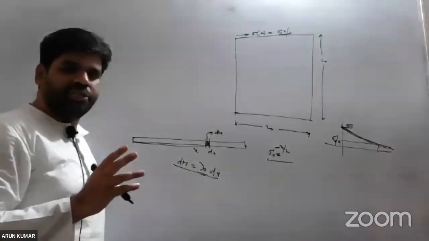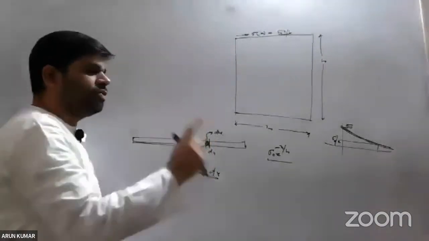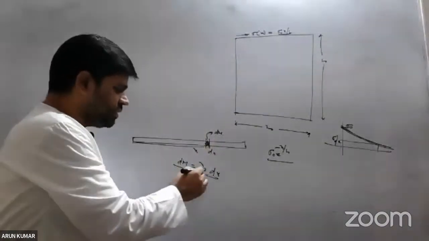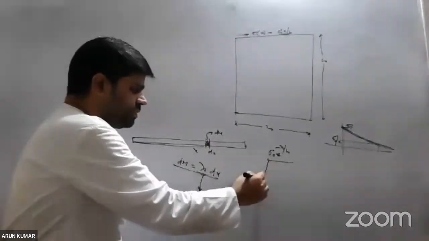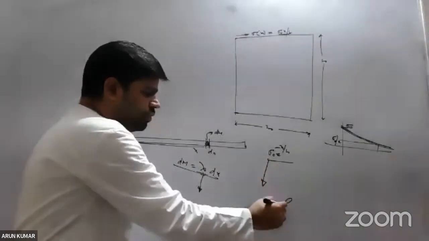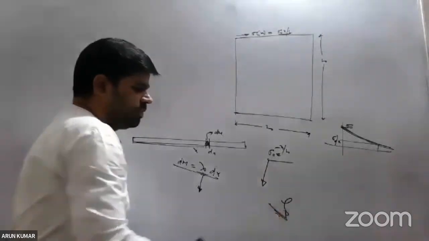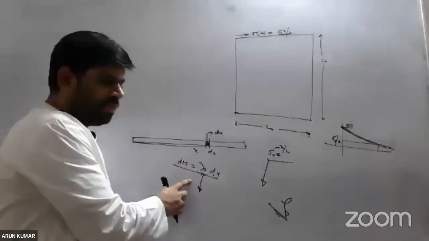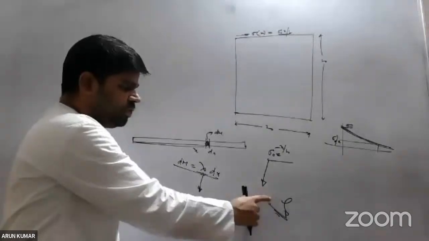There are three kinds of densities: lambda, sigma, and rho. Lambda is linear mass density, sigma is surface mass density, rho is volume mass density. Mass per unit length, mass per unit area, mass per unit volume.